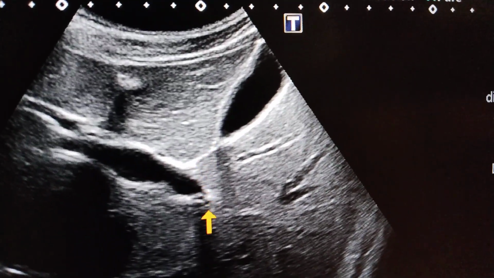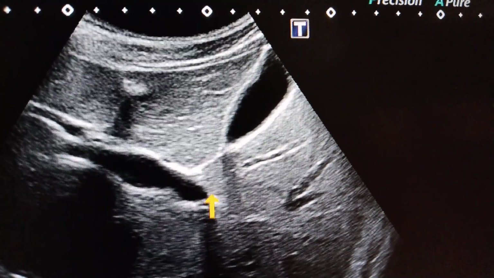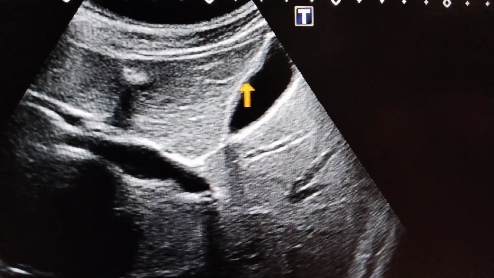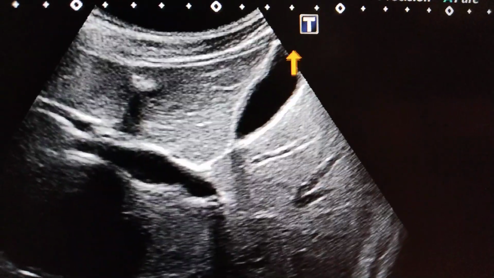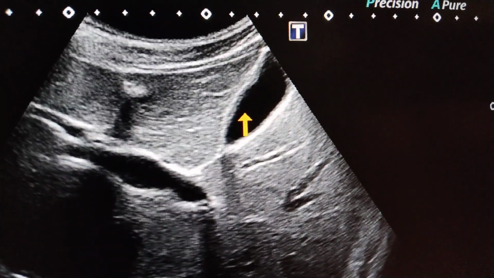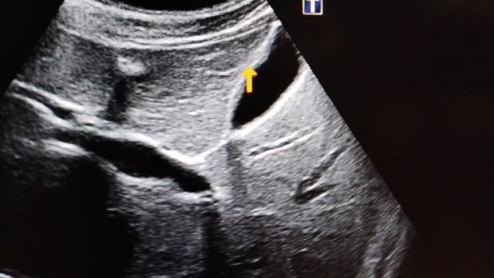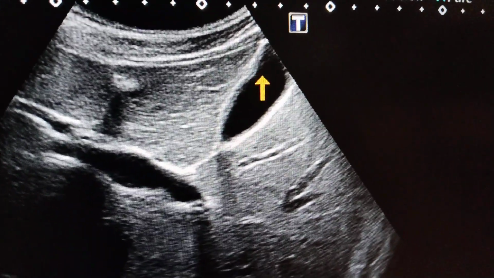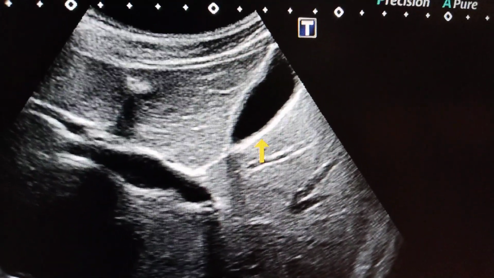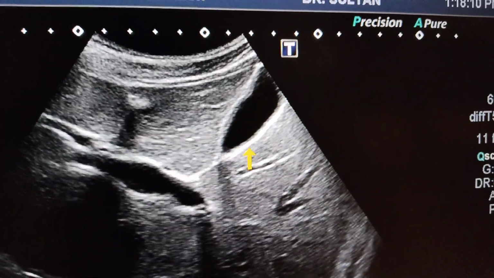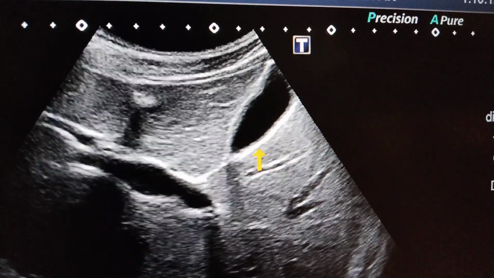So this maneuver will help to show all these things. So we can appreciate the gallbladder at this level. This whole area is the body of the gallbladder, which is lying in the gallbladder fossa.